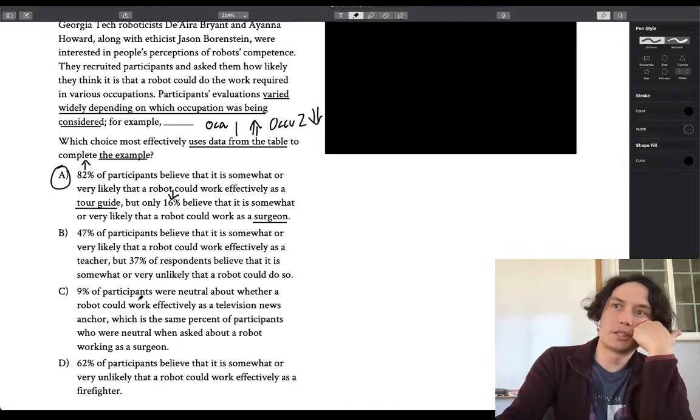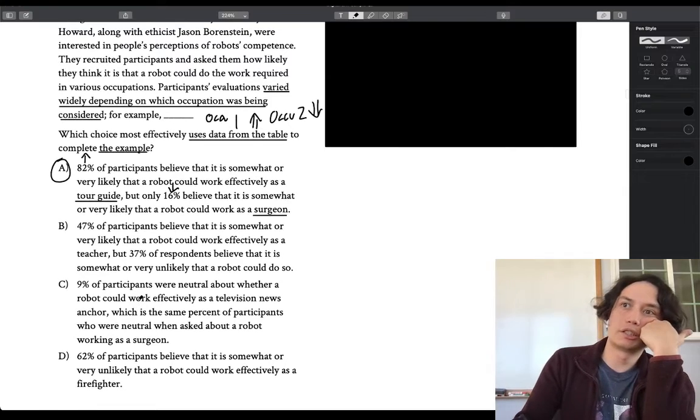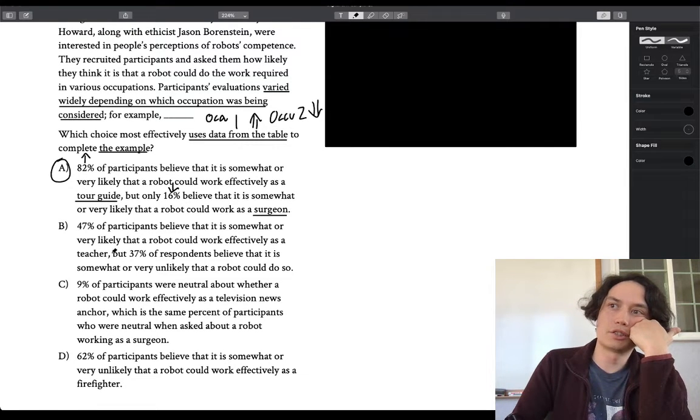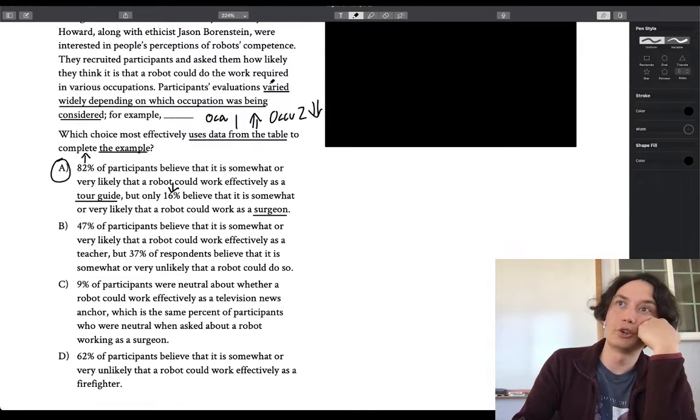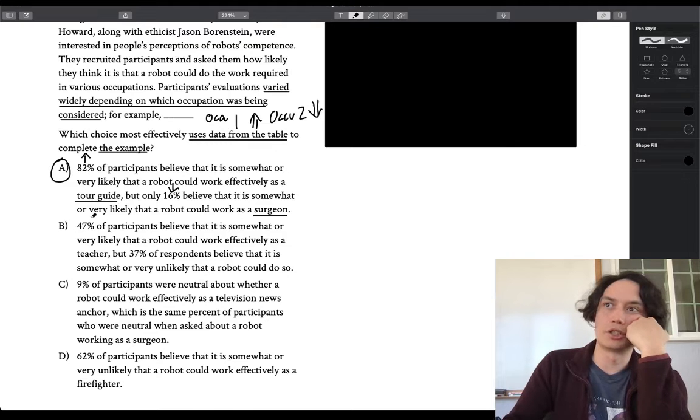All right, 47% of participants believe it is somewhat or very likely that a robot could work effectively as a teacher, but 37% that a robot, okay, so two things wrong with this. First thing is we're not comparing two different jobs. These are both about teachers. The other thing, less of a good reason, is that these two numbers aren't really that different from each other. We want variance and we want different occupations.